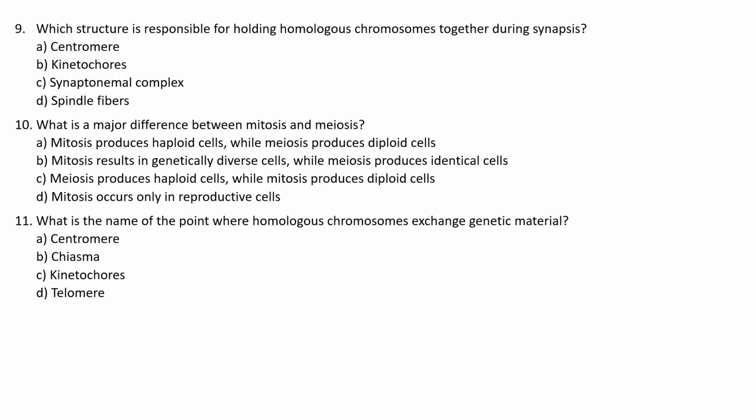Yeah, that's correct. So the answer is B. It is the chiasma. I've gone over this earlier, so great job for remembering that. It is the chiasma. That's where the recombination is occurring.